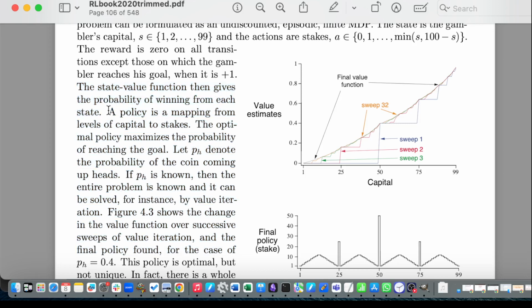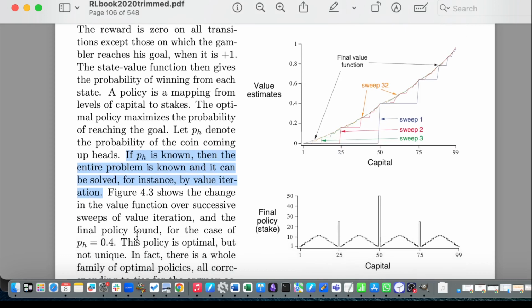A policy is a mapping from the levels of capital to stakes. That's the bet function, right? You tell me S, I tell you how much to bet. And the optimal policy maximizes the probability of reaching the goal. Here's a parameter you've seen in lab 1. pH is the probability of winning each individual coin flip. And if pH is known, then the entire problem is known and can be solved by value iteration. That's what we're about to do. So we're going to implement this, and we're going to find the optimal strategy.